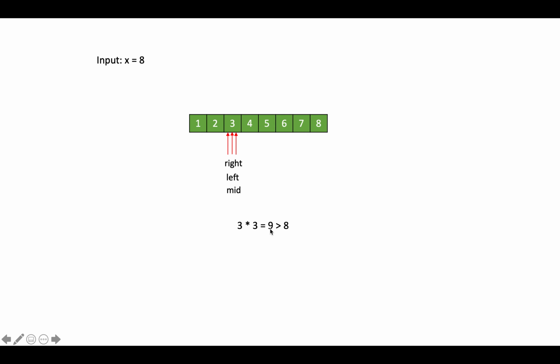And 3 times 3 is 9, which is larger than 8. So we know that our target cannot be from mid to right, this part. So we move our right pointer to mid minus 1, which is like this. In this case, we can end the loop, because the right pointer is less than the left pointer. We end the loop and return the right pointer. So here, 2 is our target.